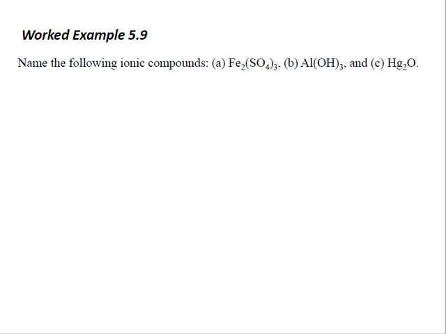This is example 5.9. We're going back to ionic compounds and throwing in polyatomic ions. There's a list of common polyatomic ions where you just have 1 positive charge, which is ammonium, and the rest are negatively charged.